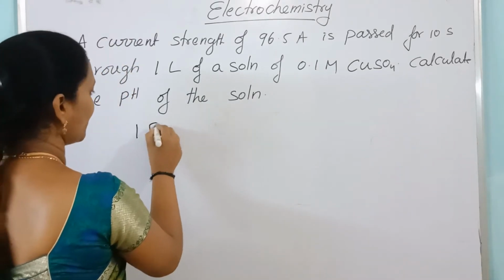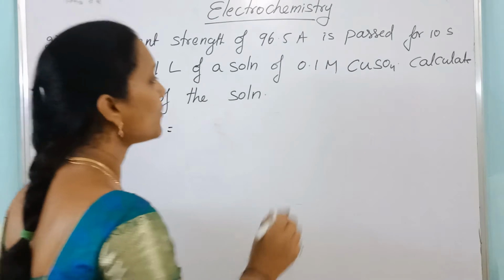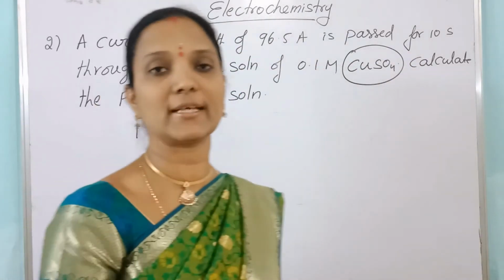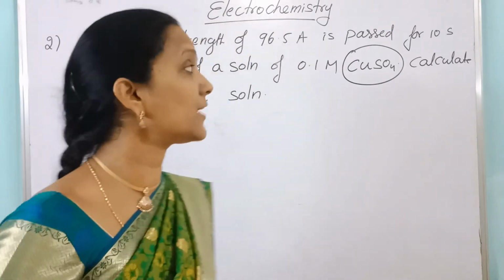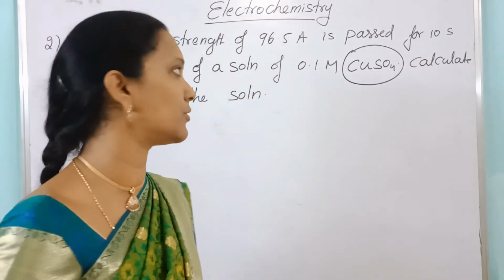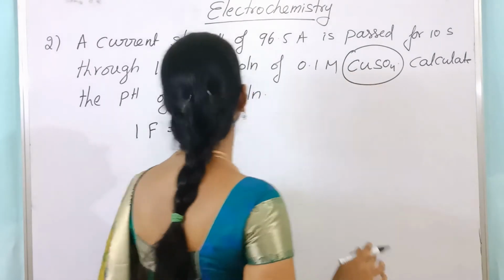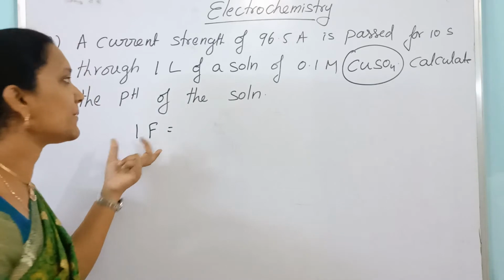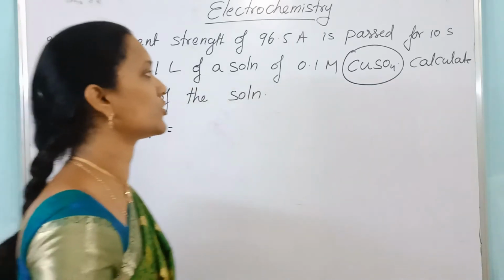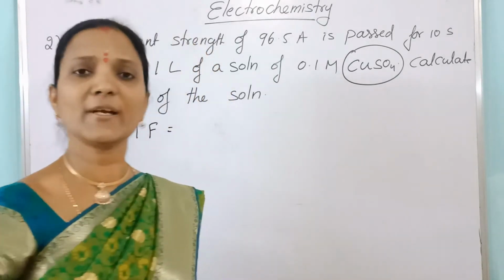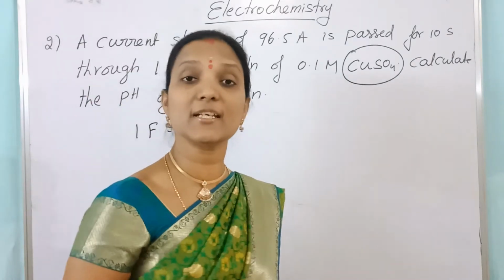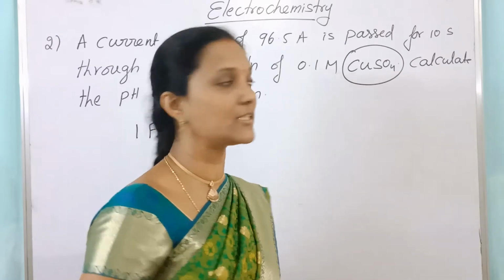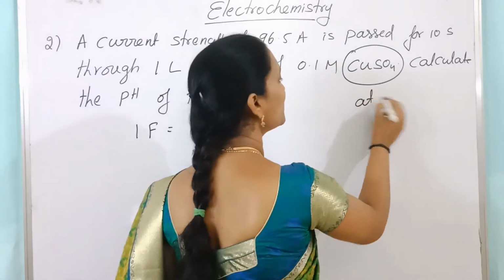1 Faraday gives. Now what is the given solution? Copper sulfate. First we should observe whether we are getting OH minus, or H plus, or neither H plus nor OH minus, a neutral solution. Copper sulfate aqueous solution. Through a solution of copper sulfate, definitely they are asking pH, so it is an aqueous solution. In this aqueous solution, is copper deposited at the cathode or is hydrogen gas released at the cathode? Copper only is deposited. So at the cathode what are we getting?